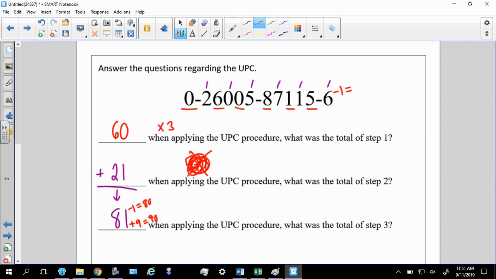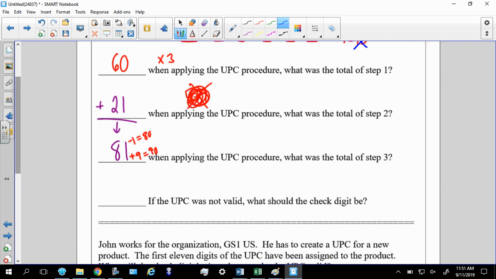The check digit is 6. If I subtract 1 from 6, I get 5. If I add 9 to 6, I get 15. Well, the only thing that a check digit can be is a single positive number. It can't be a double digit. So my check digit ends up being 5.